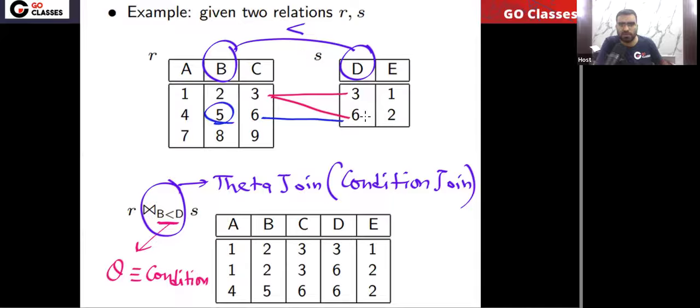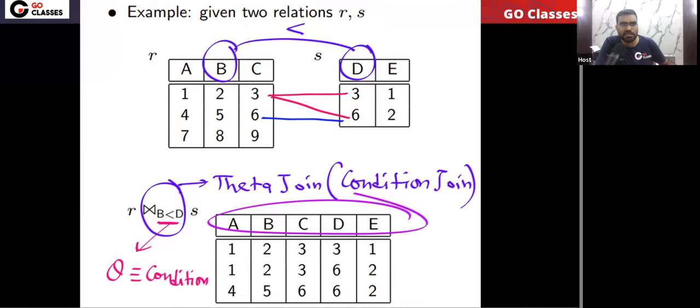Okay, because you can see 5 is less than 6, but 5 is not less than 3. And this tuple will not match with anyone. So finally you can see 4, 5, 6, 6, 2. Is this clear? Please tell me.